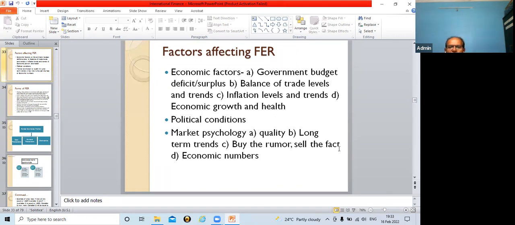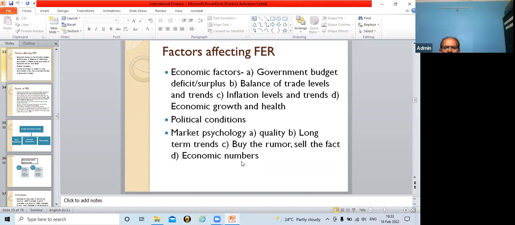But now here, buy the rumor and sell the fact. If you have a genuine product, if you have a genuine business, you can sell the fact. Vice versa, buy the rumor. If rumors are there, some false things are there, such things should be neglected. There should be negligence.